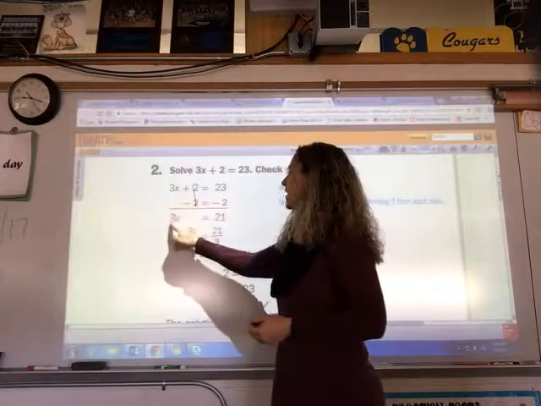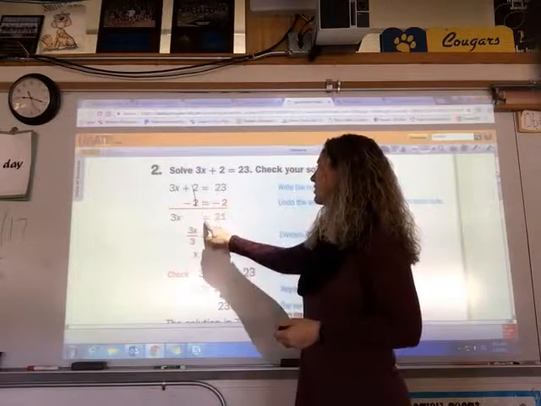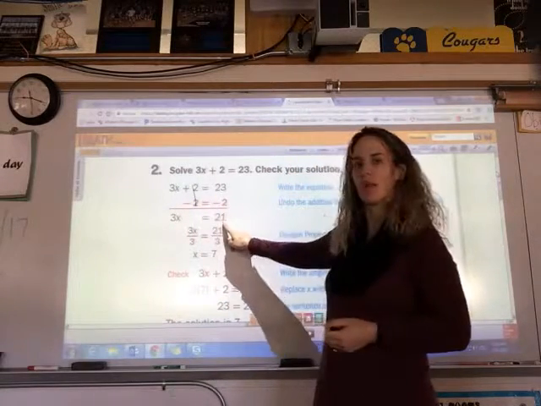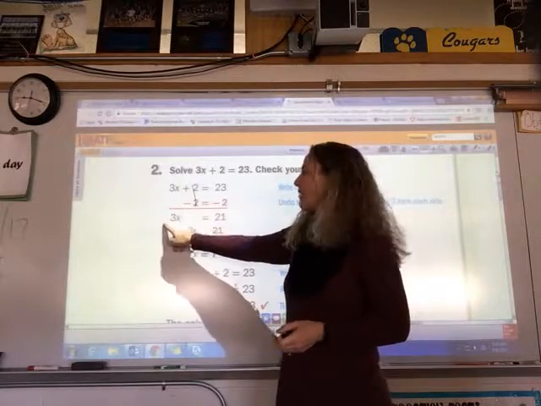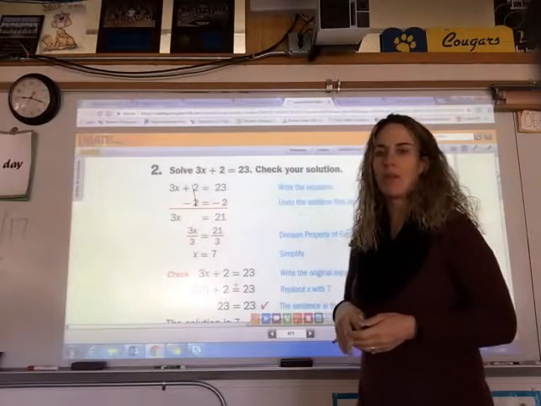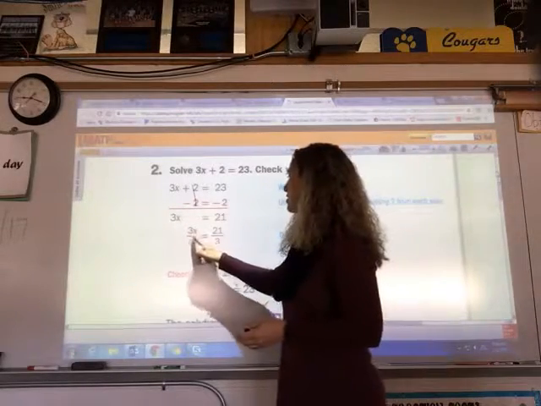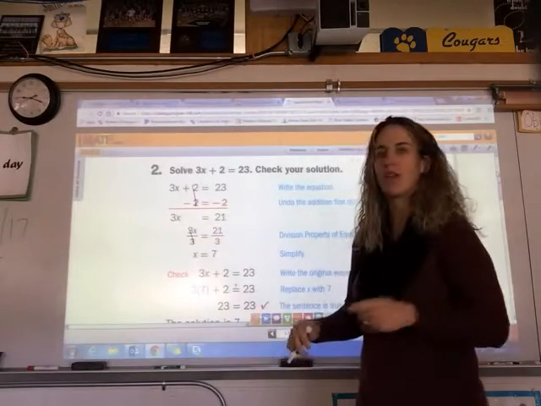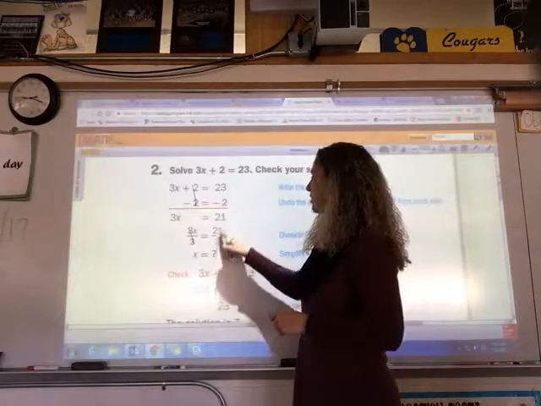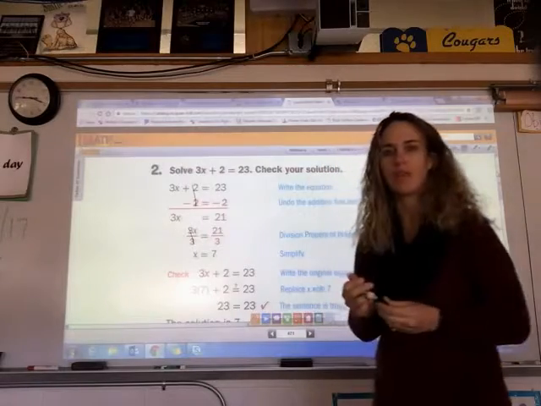I have 3x left, so we're bringing 3x down, equals 23 minus 2 is 21. Now I'm going to go back to where my variable is. My variable is being multiplied by 3. So the opposite of multiplying by 3 would be to divide by 3. So you can see that they've divided both sides by 3. 3 divided by 3 is 1, so that cancels out. X is going to equal 21 divided by 3 is 7.